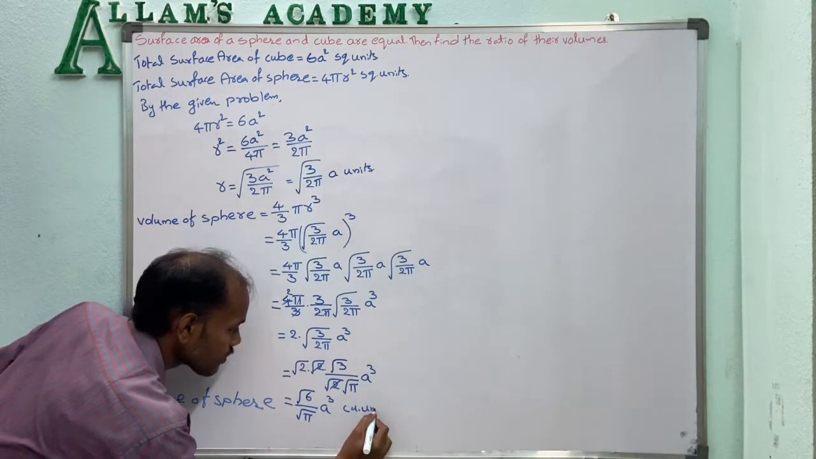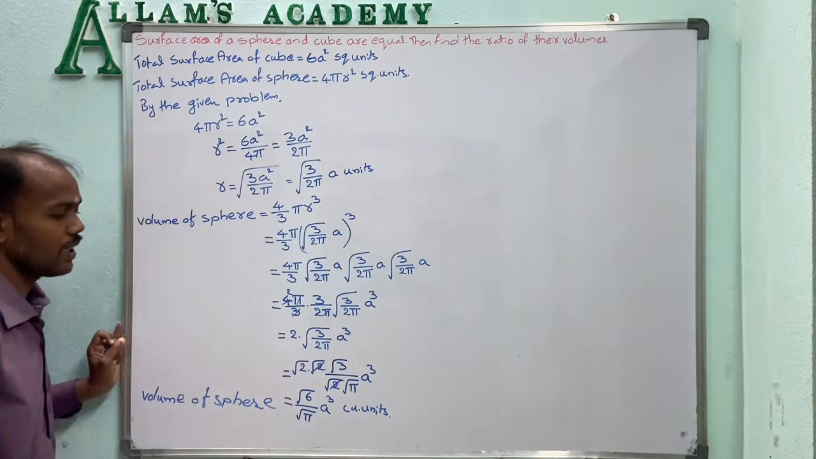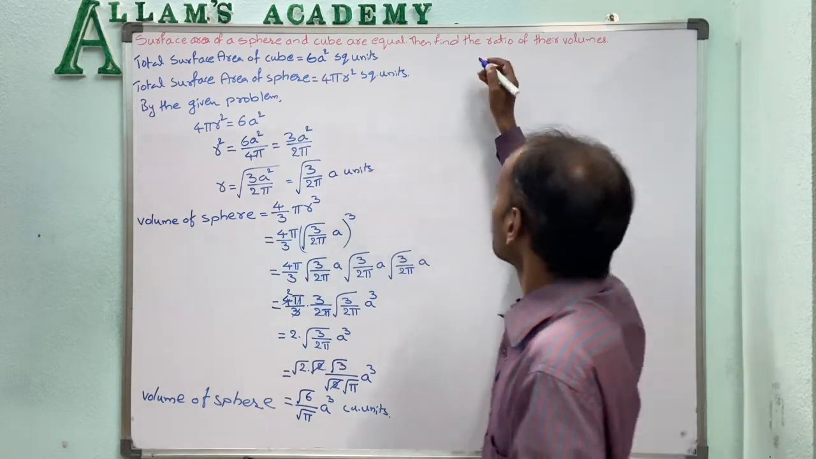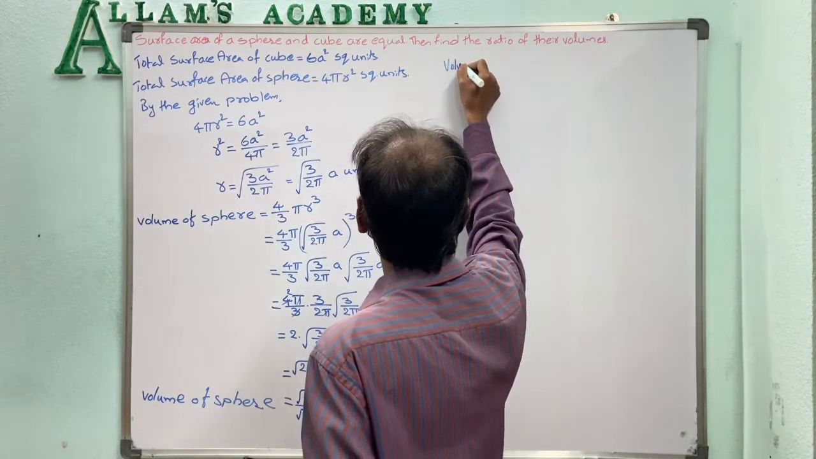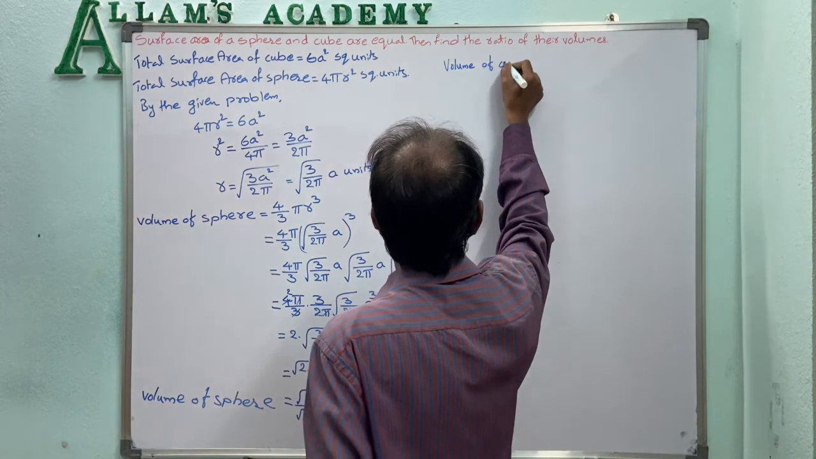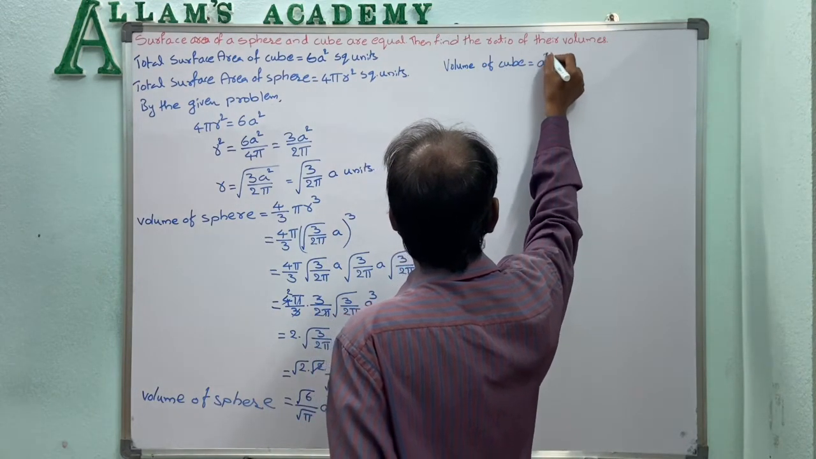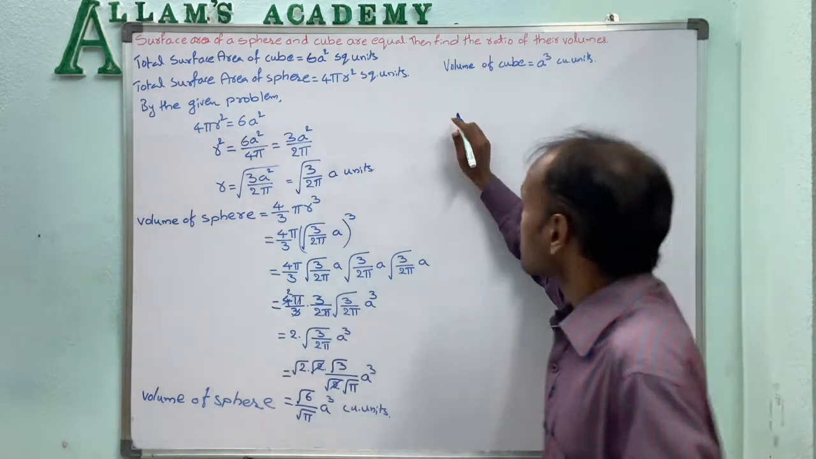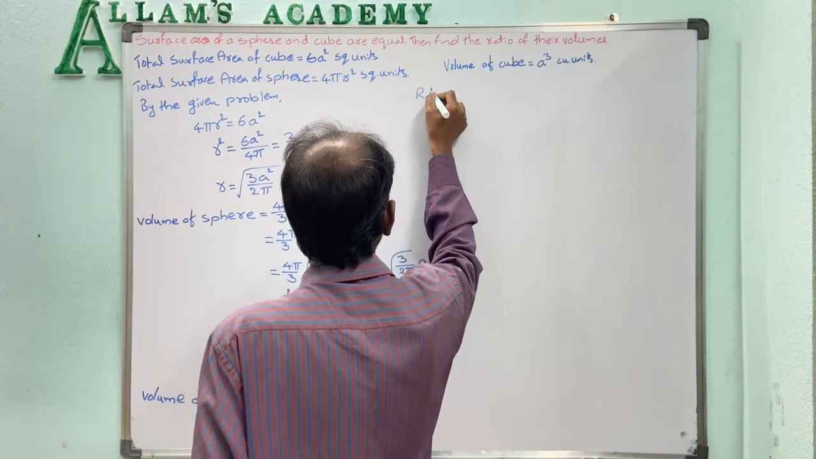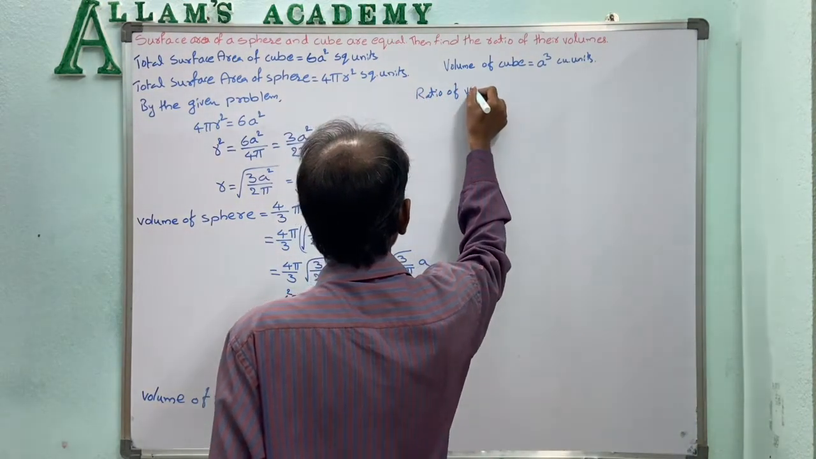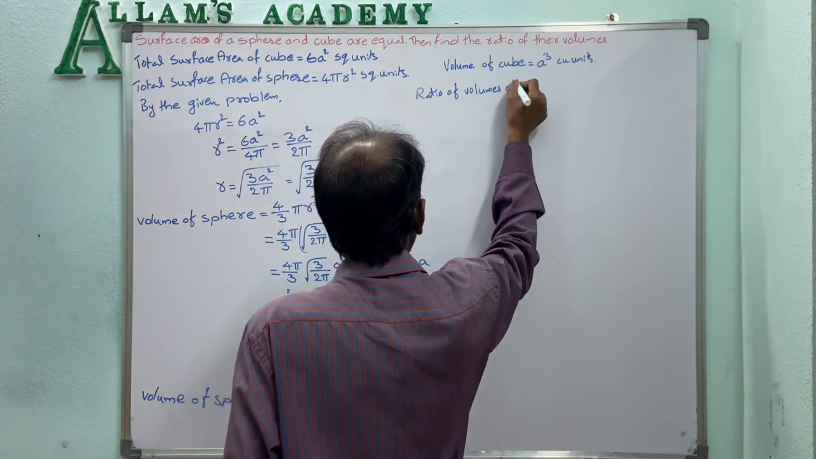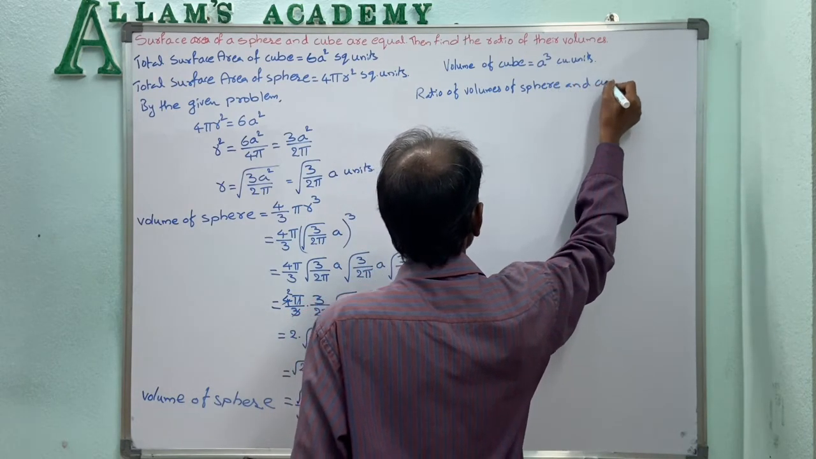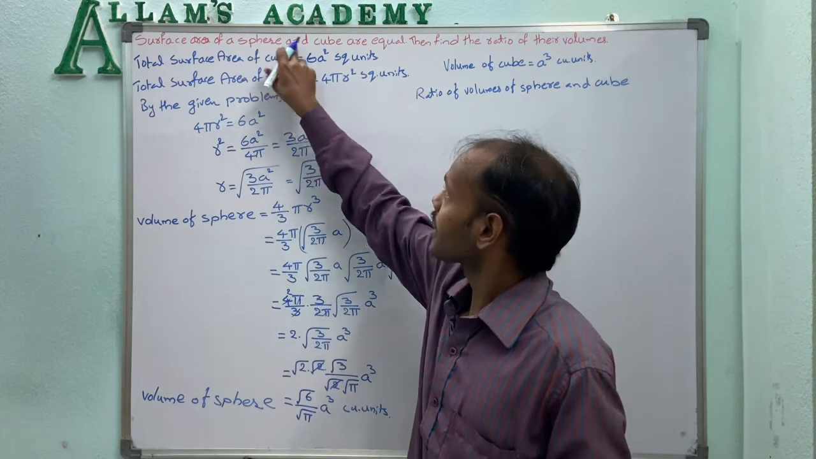Cube units, root 6 by root pi a cube units. Now we are finding the volume of the cube. So volume of cube equal to a cube units. Now we are asked for the ratio. So ratio of volumes of sphere and cube. Why? Because here in that order only it is given.